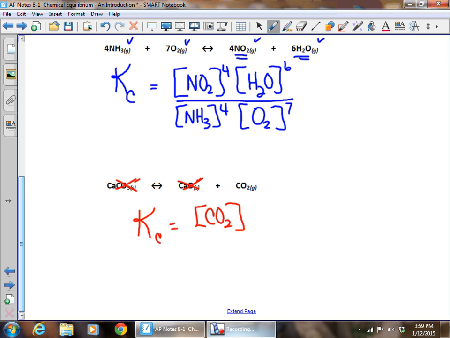Now, if we wanted this in terms of Kp, the difference would be that we couldn't use brackets. We would have to use the pressure of CO2 in our expression rather than brackets.